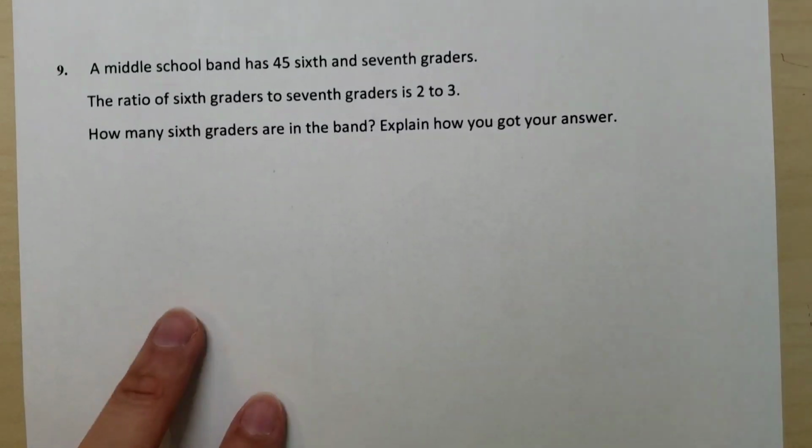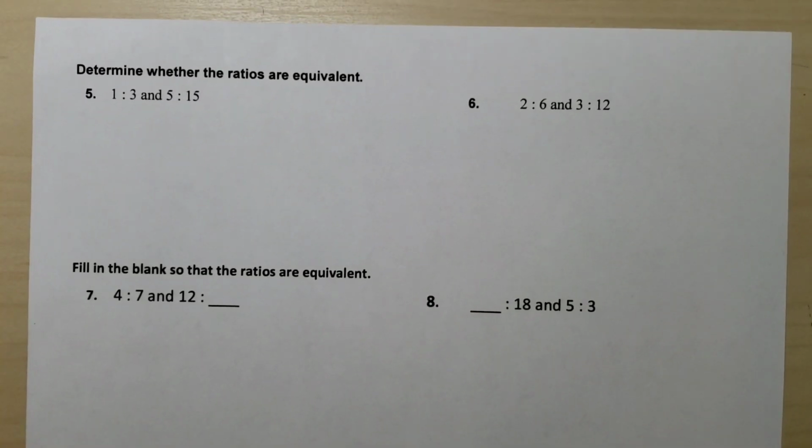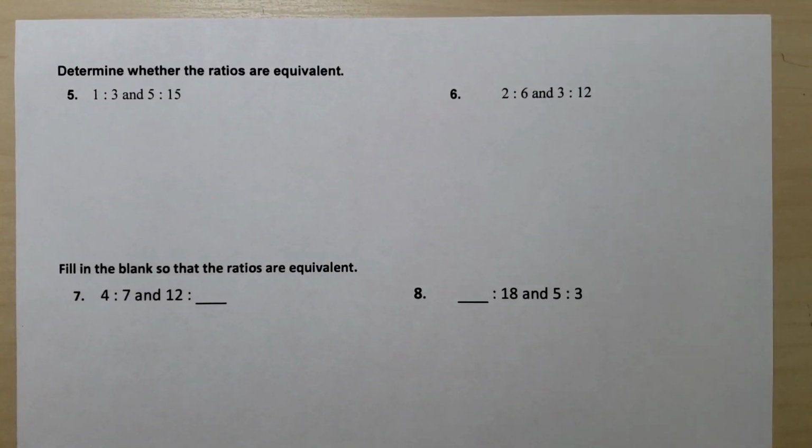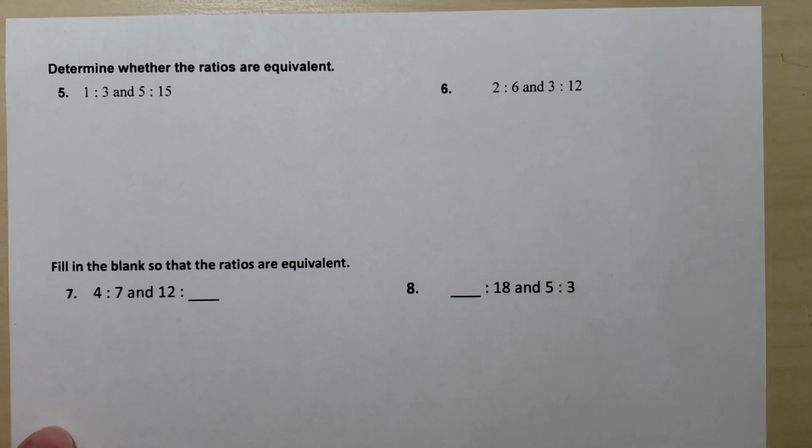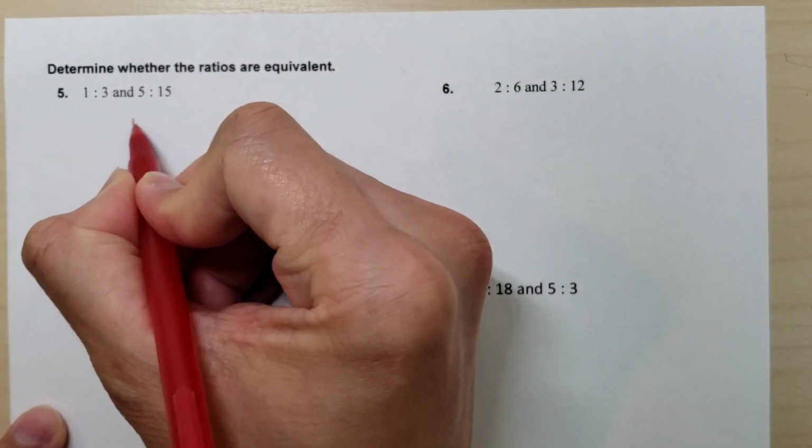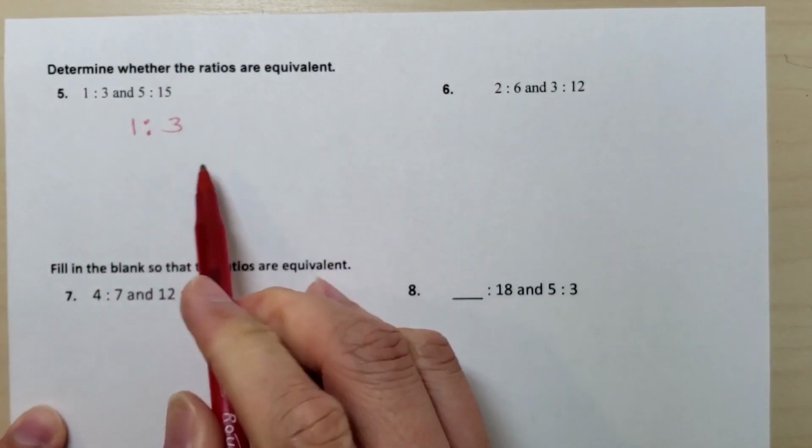All right, last page. Woohoo! Almost there. Now, determine whether the ratios are equivalent. So I'm going to show you 2 forms, all right? Let's do what the book says. 1 to 3.